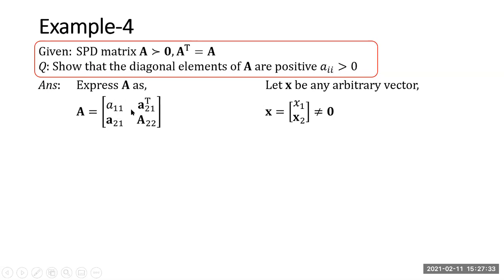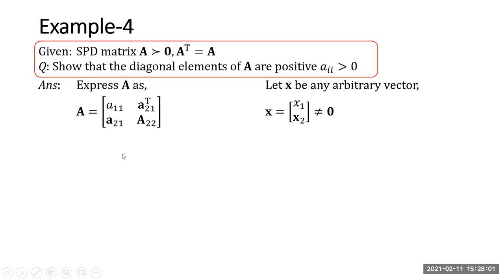I'll show that A11 is greater than 0. Then I'll show that A22 is greater than 0, and then I'll show that A33 is greater than 0, and so on. So let's isolate A11. Okay. Let the rest of the column excluding A11 be denoted as A21. This is a column vector.